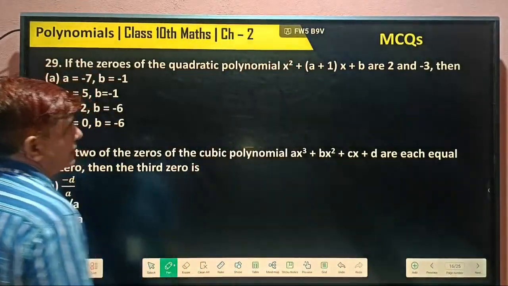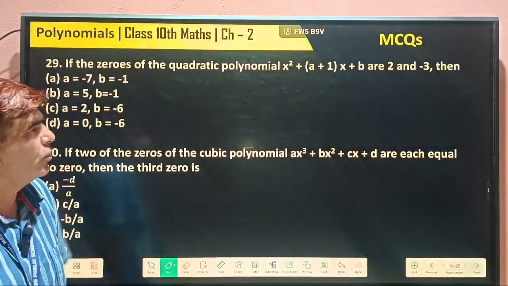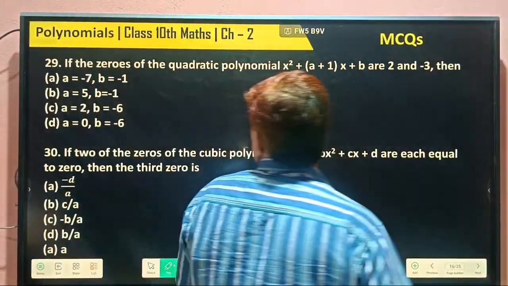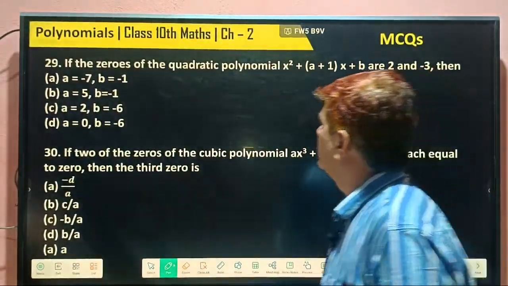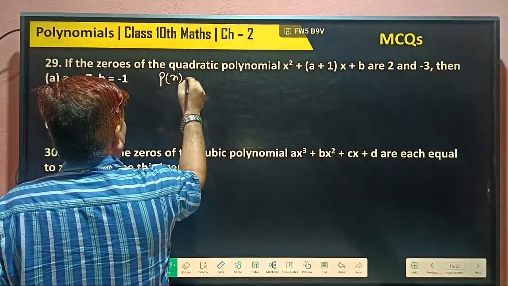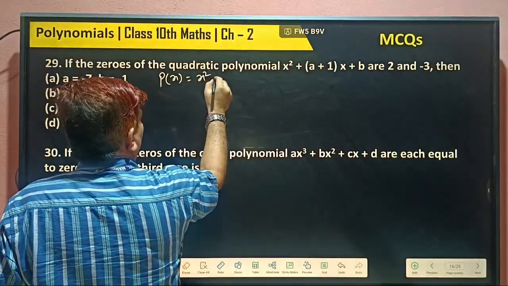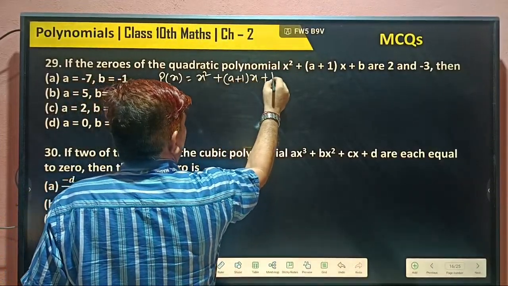Understood? So next, if the zeros of the quadratic polynomial are 2 and 3, then find the value of this. Here also we are using the remainder theorem. The polynomial is x square plus (a plus 1)x plus b.